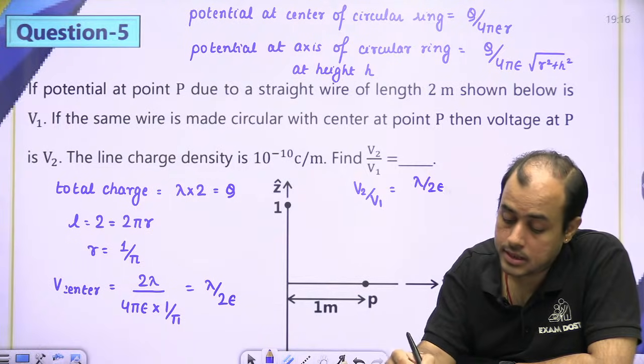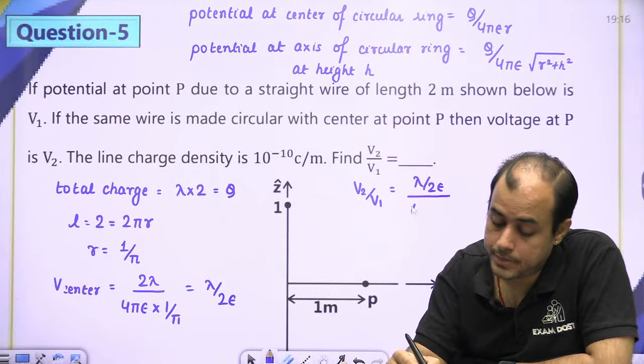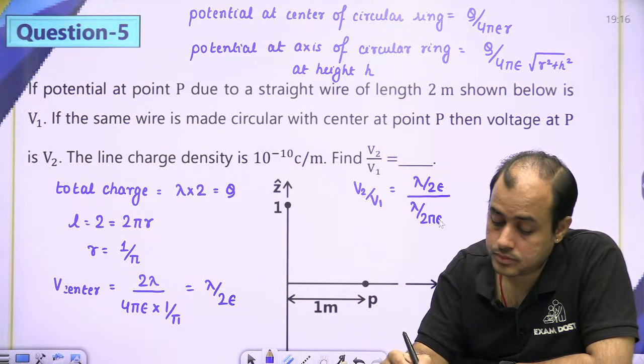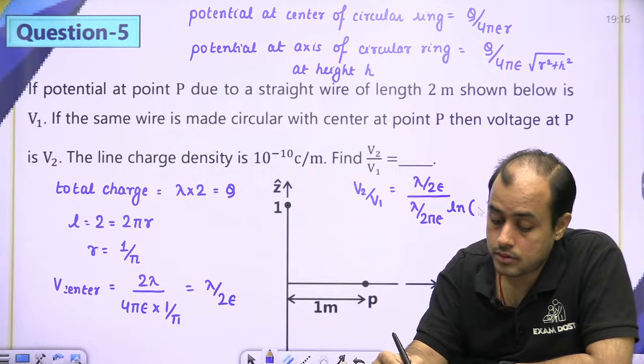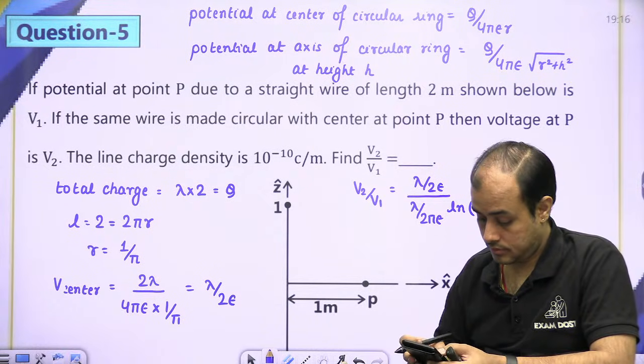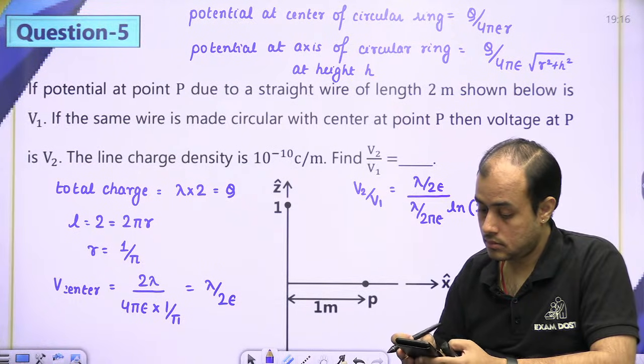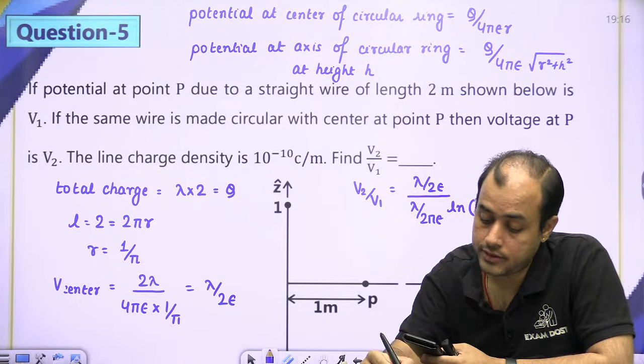Lambda by 2 epsilon by lambda by 2 pi epsilon. .4142. So pi upon... 3.5644.